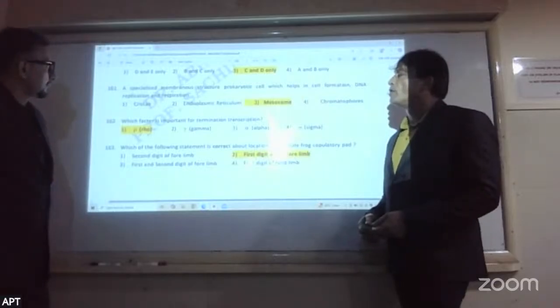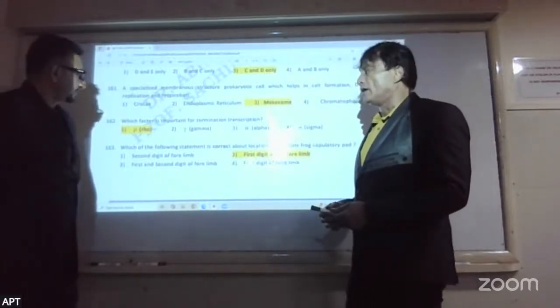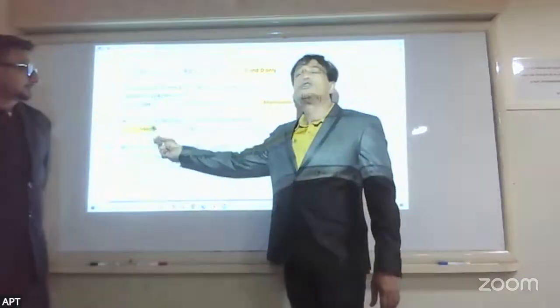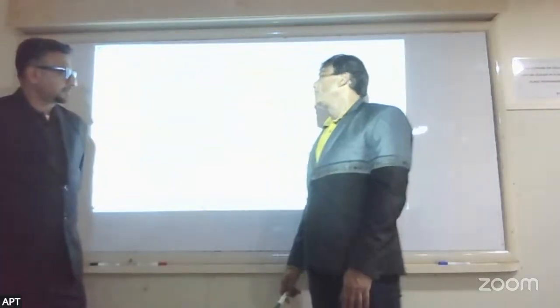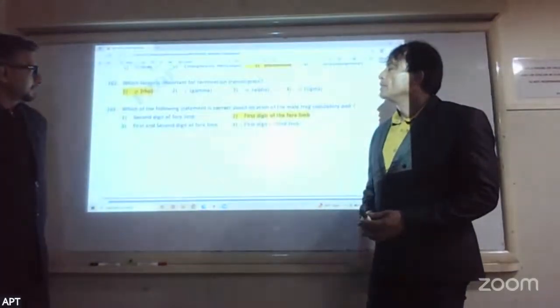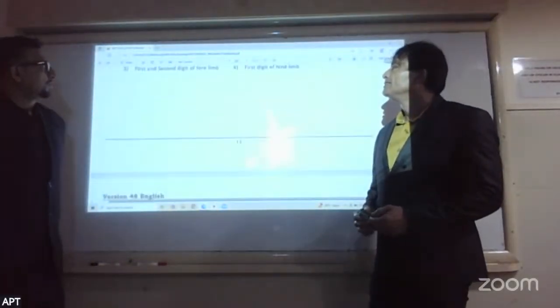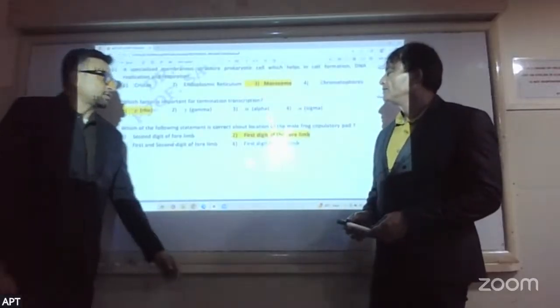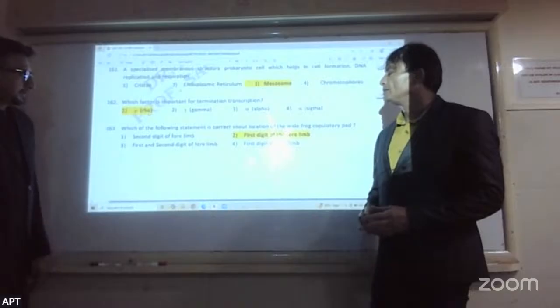Which factor is important for termination of transcription? Yes, sigma is the initiation, rho is the termination. So the answer should be 1, rho. Can we go ahead? Next, which of the following, one sec, and the answer is 2. This is factual, quite simple. Can we go ahead?